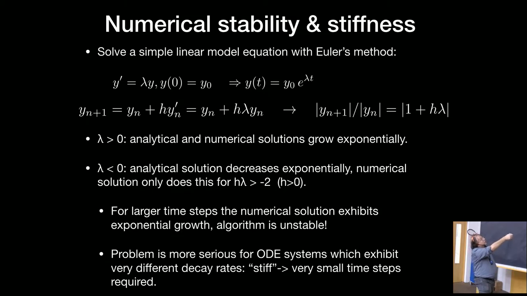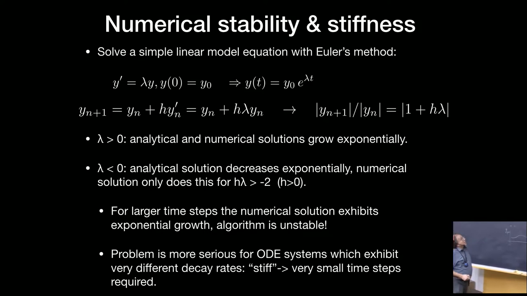So let's construct our Euler formula, y_{n+1}, our iterative formula, and then we can compute this ratio, y_{n+1} divided by y_n, and then we get this expression, 1 plus h lambda.